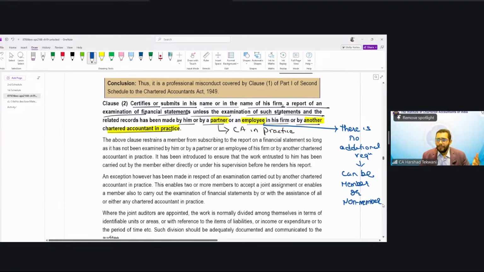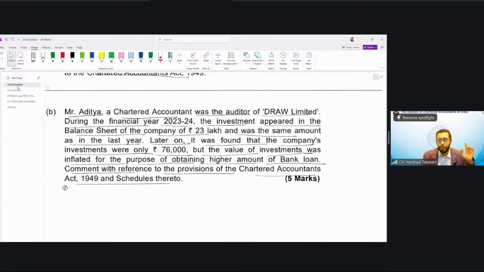Now, if there is something which is done by you, partner, employee, another CA in practice, fine. Otherwise, guilty of professional misconduct. Let's go to our question. Here, the chartered accountant did not verify the investment. See, again, investment was of 76,000, but the value of the investment was inflated for the purpose of higher bank loan. That means no one verified the investment at all.